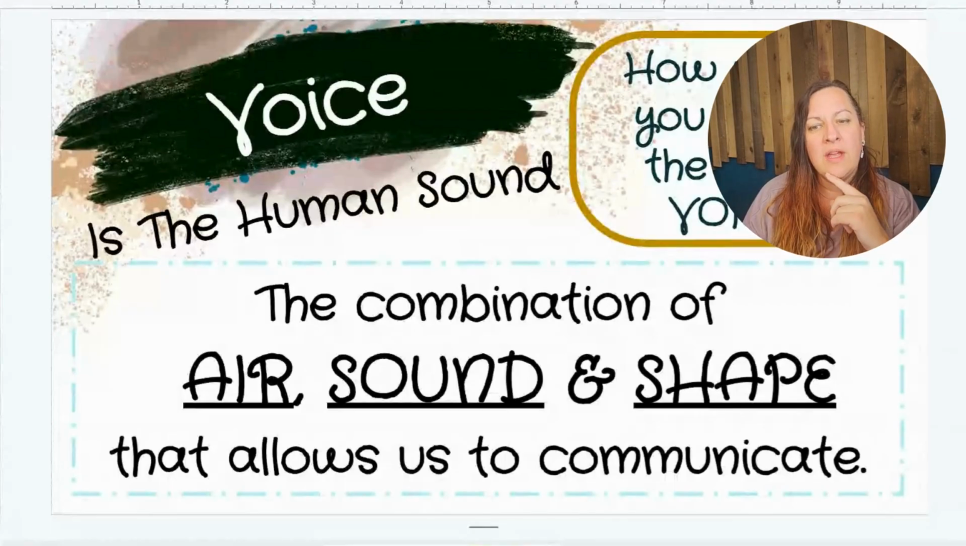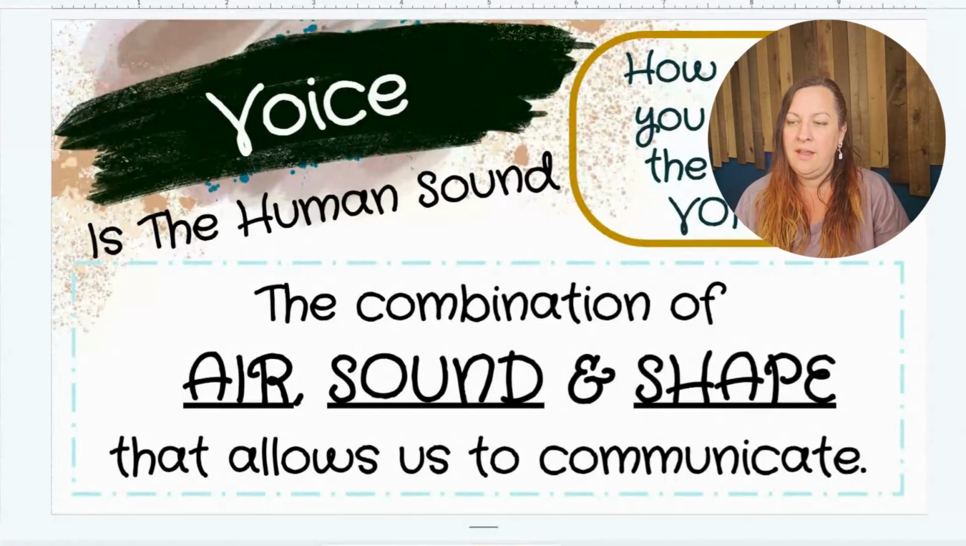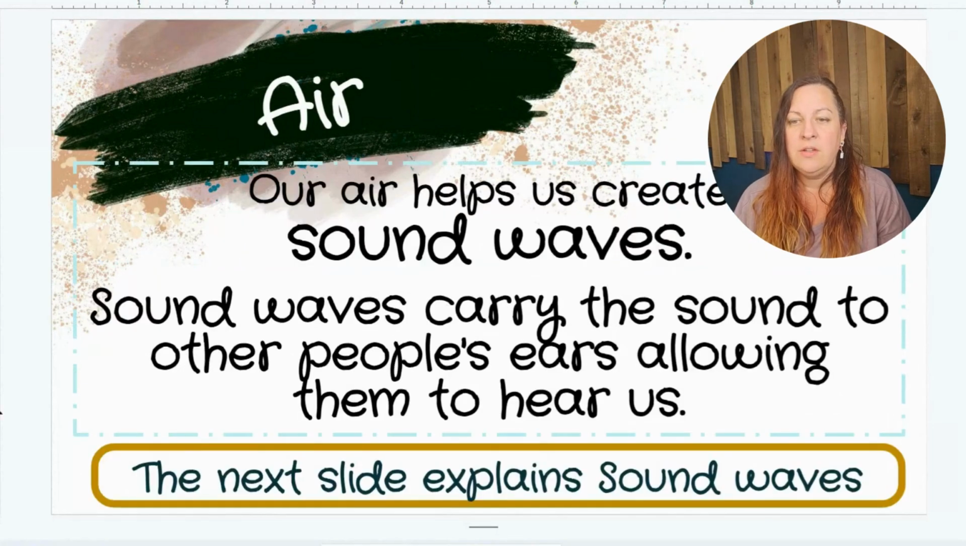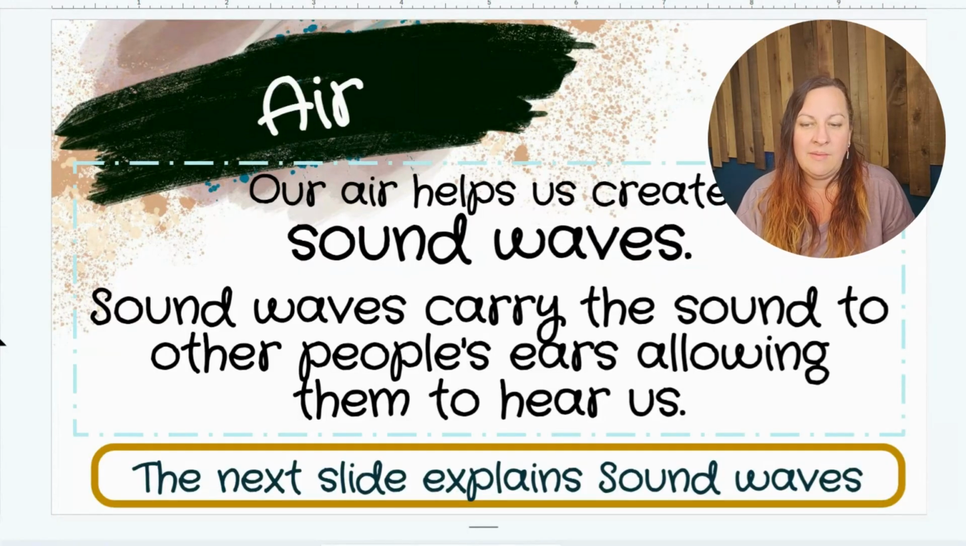So here, the human voice is sound. It's this combination of air, sound, and shape that allows us to communicate. If you don't have any of these, you cannot use your voice. So the first one is air. Our air helps us create sound waves. Sound waves carry the sound to other people's ears, allowing them to hear us.